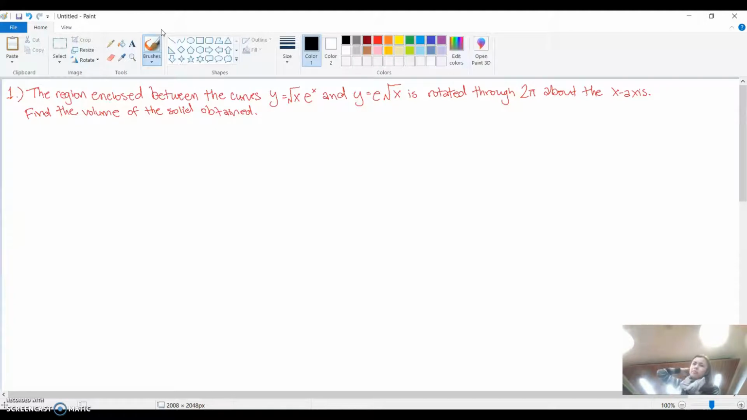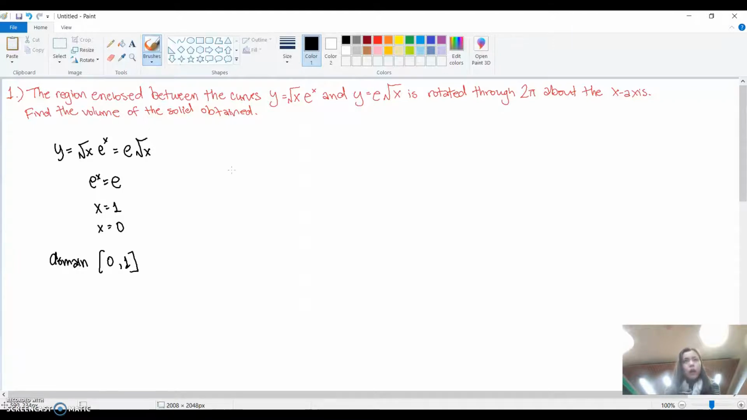Now, we know that we're trying to find the volume of the rotated area between the two curves. So we want to define the domain we're working with. I'm going to set the curves equal to each other. y equals root x times e to the x power, which equals e times root x. If we divide both sides by root x, we get e to the x equals e, and to make that happen, x equals 1. x can also equal 0, since both sides have root x and the root of 0 is still 0. So now we know that the domain is from 0 to 1.